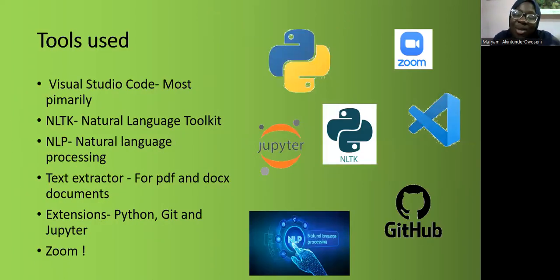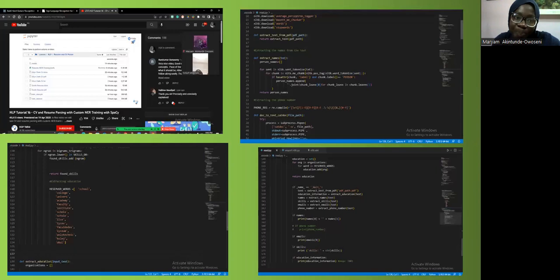Next are the tools I used. I used Visual Studio Code, mainly because that was the program I used for coding. I used NLTK, that's Natural Language Toolkit. I used NLP, which is Natural Language Processing, and a text extractor. This was very primary as I needed to extract text from PDF or document resumes before information could be processed by the computer. Last, I used extensions like Python, GitHub, and Jupyter. And most importantly, I used Zoom.